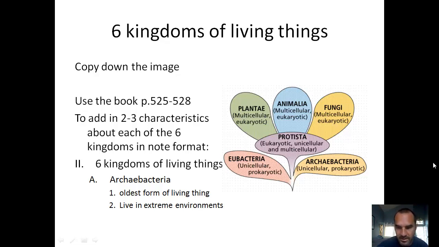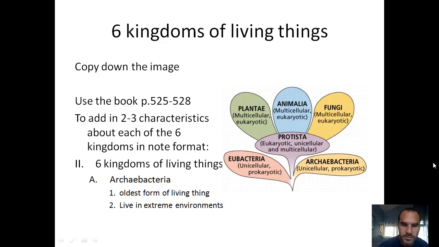That became the first animal, and then same thing for fungi, cells grouping together to become one living thing. So what you're going to do after you've copied that picture on the right, pause the video, go to page 525 to 528 in your textbook, and add 2 to 3 characteristics about each kingdom.